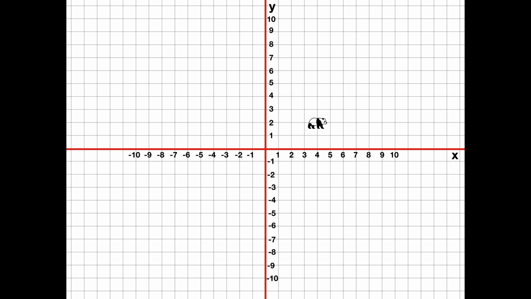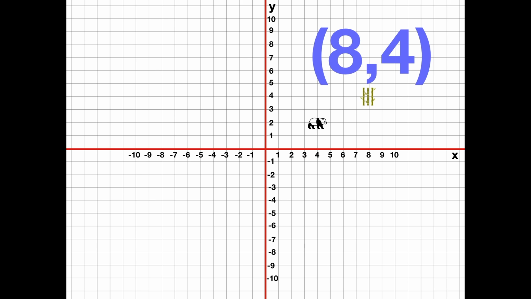If we go over 4 and up 2, starting at the panda and going over 4 and up 2 puts you right here, at 8, 4. The x-coordinate would change by 4 and the y-coordinate would change by 2.